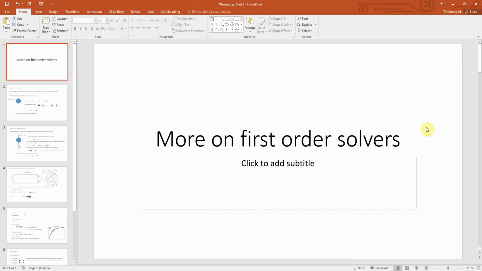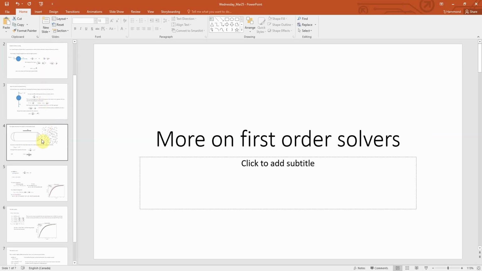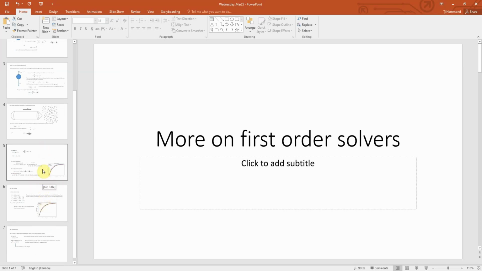I'm going to continue today to talk more about first order solvers. These slides will be discussing the exact solutions that we can get for certain first order differential equations and how we can set up some different home-built solvers to solve these things, and I will finish with discussing a built-in ordinary differential equation solving routine.